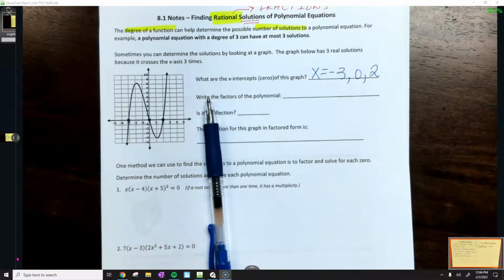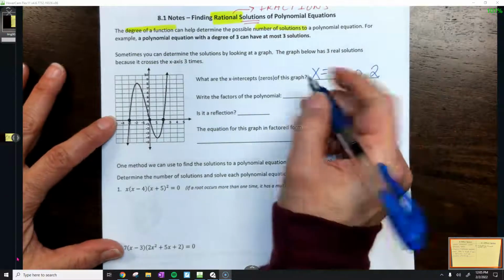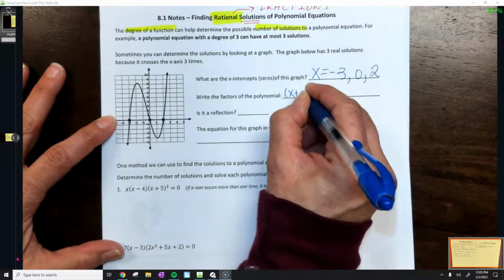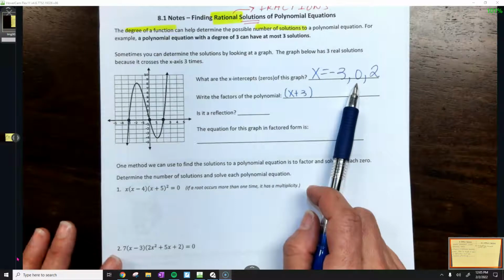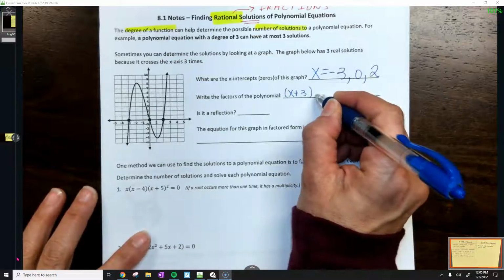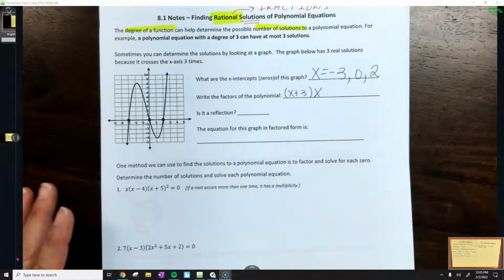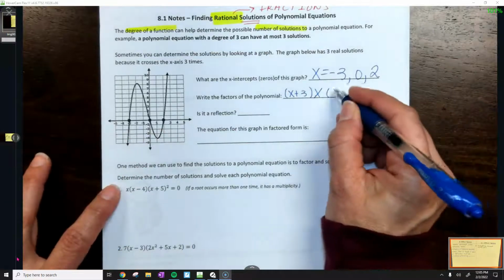The next question says to write the factors of the polynomial. Remember, they're just opposite. So if I have a -3 right here, the factor that matches that -3 is going to be x plus 3. What is the factor that matches 0? x plus 0. Yes. And what's x plus 0? x. Just x. Every time it goes through the origin, it's just x. And then, guys, remember for your 2, it's going to be x minus 2.